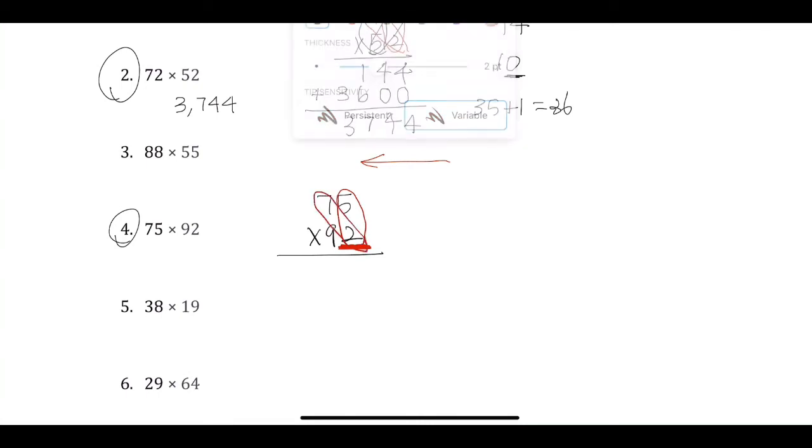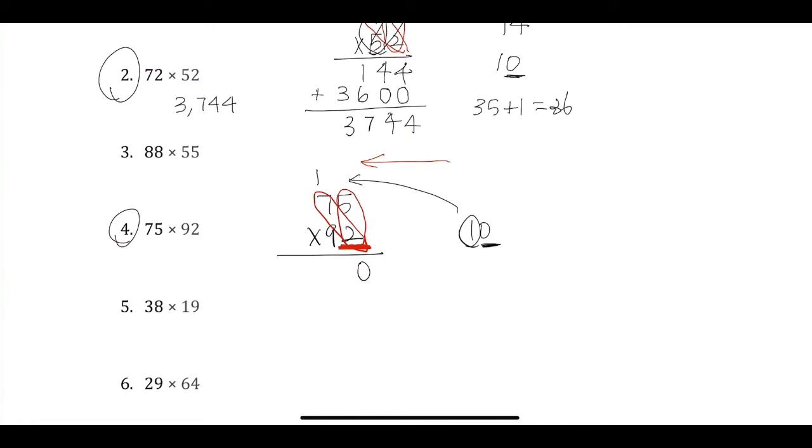So left to right, so 5 times 2 first, which is 10. Now this 0 will go down here while the 1 will go up here. Now 7 times 2 is 14. And you got to add the 1 over here, so it's 15. Since it's the last one, you just place it down here. And then since we already used this one, let's get rid of this so it does not confuse us in the next parts.